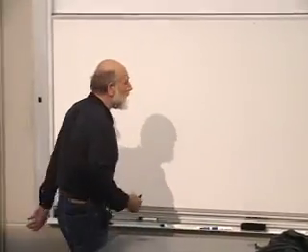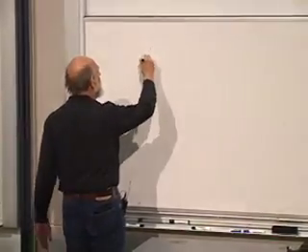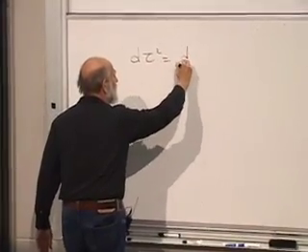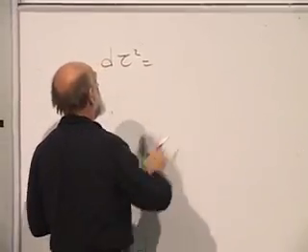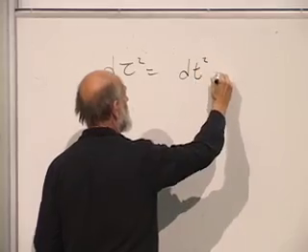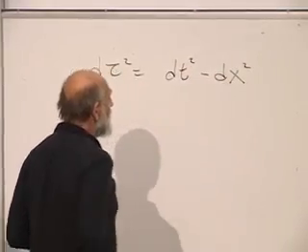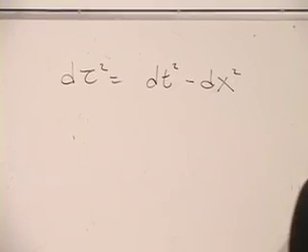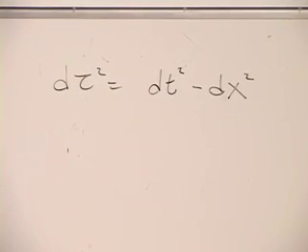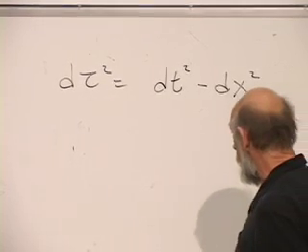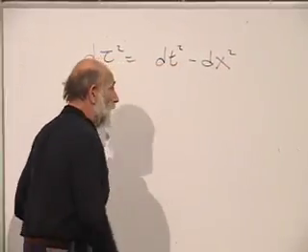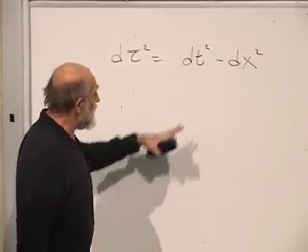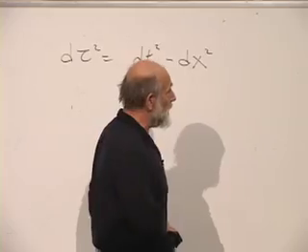The last time, I told you that proper time is defined by tau squared equals dt squared minus dx squared. And the question was, where does the minus sign come from? Well, the whole point of the Lorentz transformations is that they preserve quantities like dt squared minus dx squared. They don't preserve quantities like dt squared plus dx squared.